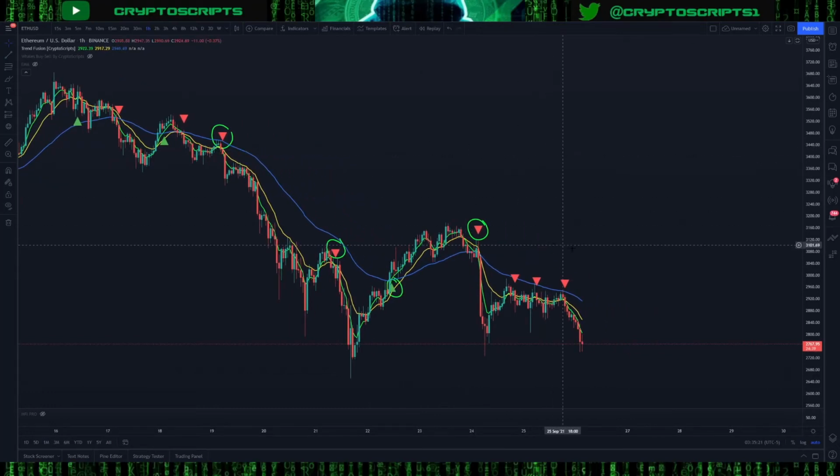You can see here we've had a big downturn on ETH again, and you can see it got that short and it got it before this big candle here. You would have entered at 3,058 and then rode that all the way down to current prices.